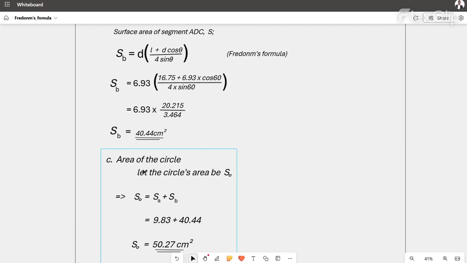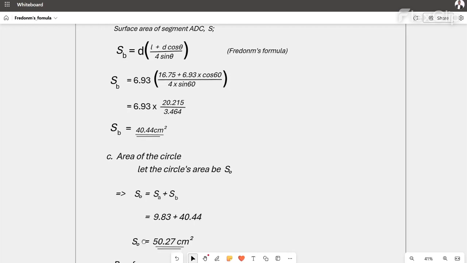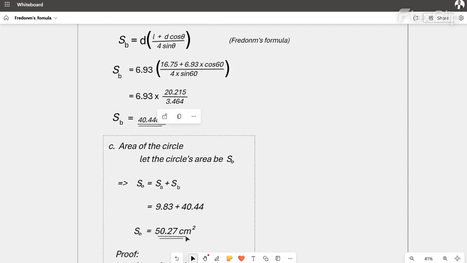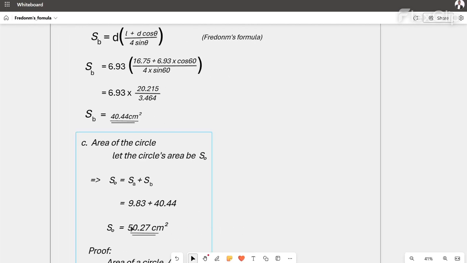As directed by the question, the area of this minor segment is 9.83 plus the area of this major segment, which is 40.44. So the area of this circle, S naught, is equal to 50.27 centimeter square. Now we will check how true this is.